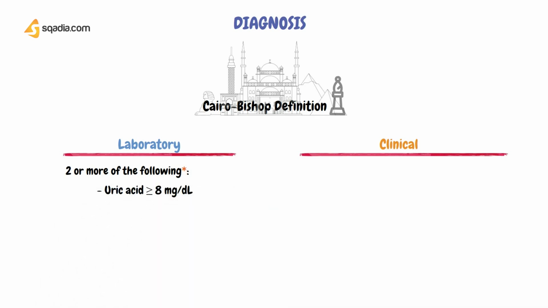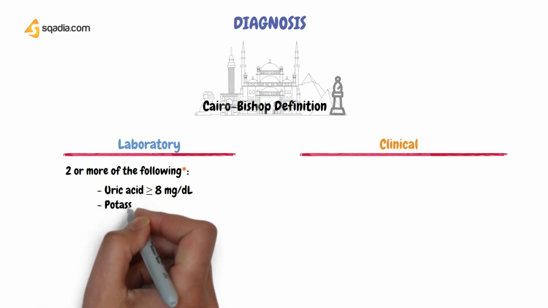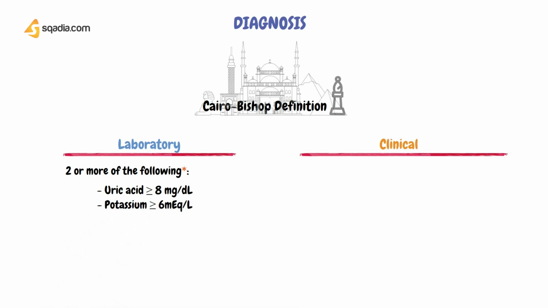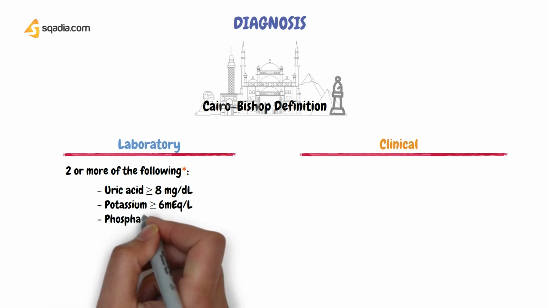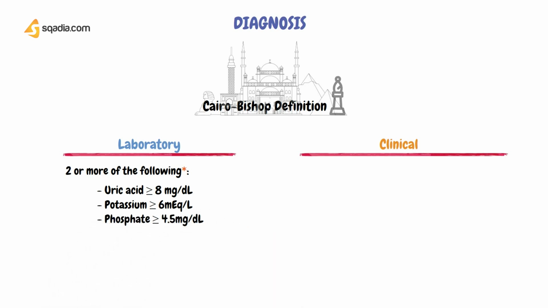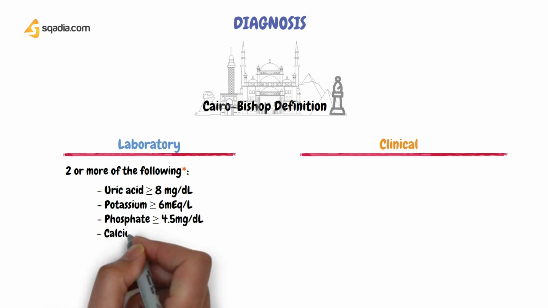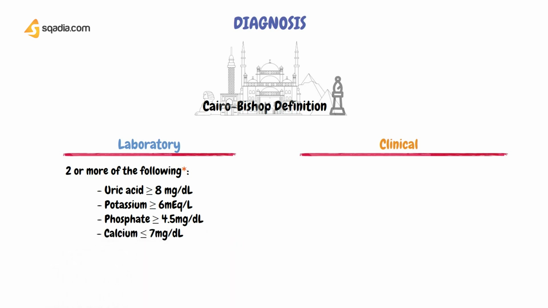levels of greater than or equal to 8 mg per deciliter, increased potassium levels of greater than or equal to 6 milliequivalents per liter, increased phosphate levels of greater than or equal to 4.5 mg per deciliter, and low calcium levels of less than or equal to 7 mg per deciliter. Alternatively, any values 25% greater than the baseline are also accepted.